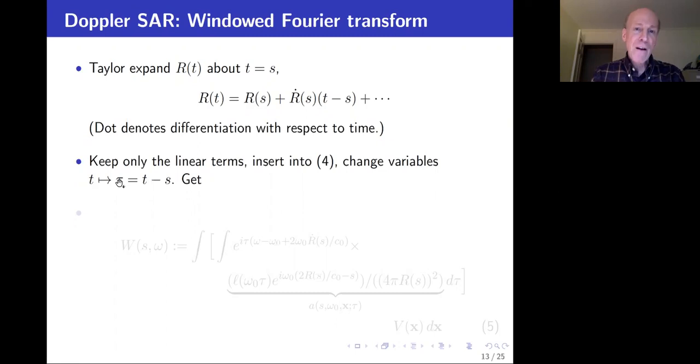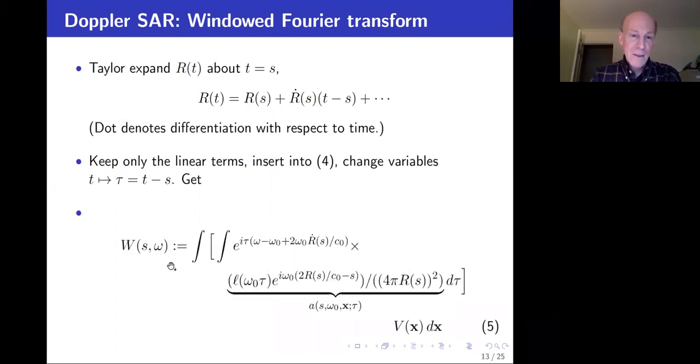Then we do a change of variables where we replace t by a new variable we'll call tau, where tau is equal to t minus s. When we do that, we get the following. So this is going to be the thing we want to study. We'll call it w of s and omega. And so that turns out to be the following integral. The outer integral is an integral against v of x dx.